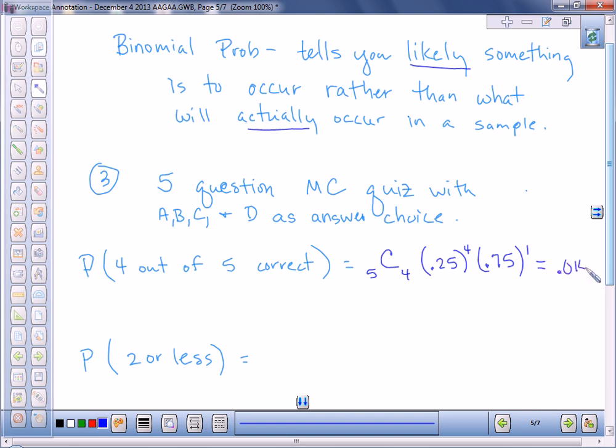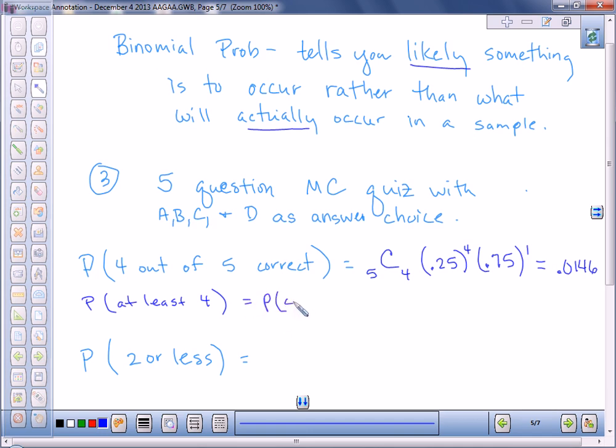Now, what if I had said here, instead of 4 out of 5, at least 4 correct? What would I have to do in that case? Good. Add the probability of exactly 4 with the probability of exactly 5. We're not going to do it, but you would do the probability of 4 plus the probability of 5. So that leads us to this problem.